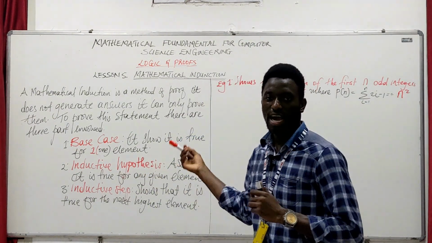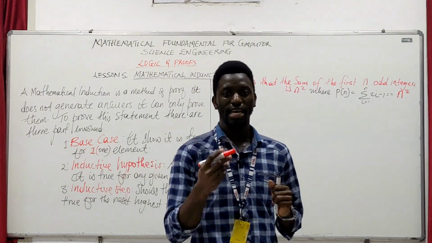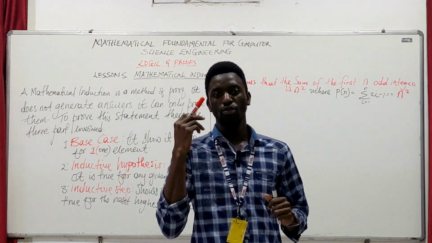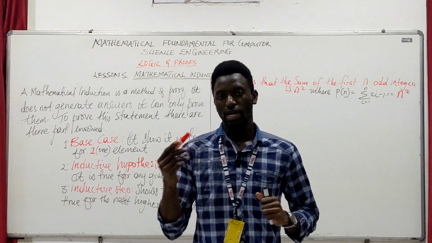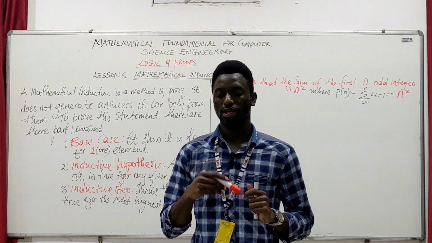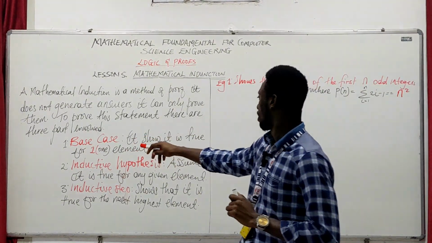The first part here is the base case. For the base case, it can only prove one element. Okay, the given equation is supposed to give us only one element. When you substitute 1 into the equation, it's supposed to give you 1. Okay, then the second step, or the second part, is what?